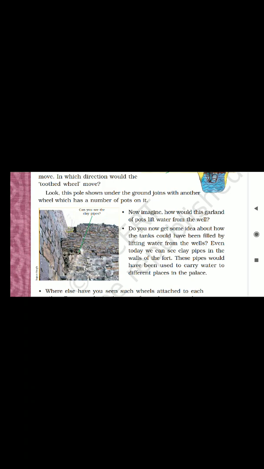So where else have you seen such wheels attached to each other, for example in the gear of a cycle or somewhere else? So the mechanism which is given in your textbook, when you look at it, you will find that a similar mechanism is used in some other device.